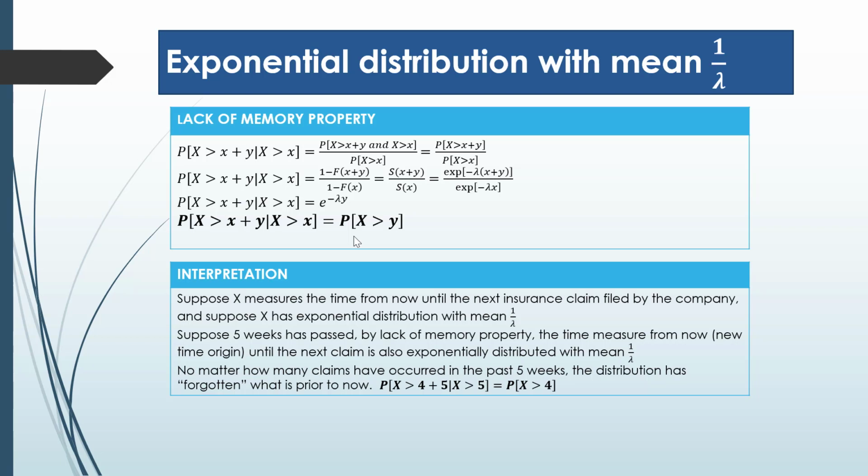mean 1 over lambda. So that means we don't care how many claims have occurred in the last 5 weeks, but the distribution of the time from now until the next claim is also exponential distribution with mean 1 over lambda. That means we forgot what is real to now. So no matter how many claims have occurred in the past 5 weeks, the distribution has forgotten. So the probability that X greater than 4 plus 5 given X greater than 5 is basically the probability X greater than 4. This is called the lack of memory property.